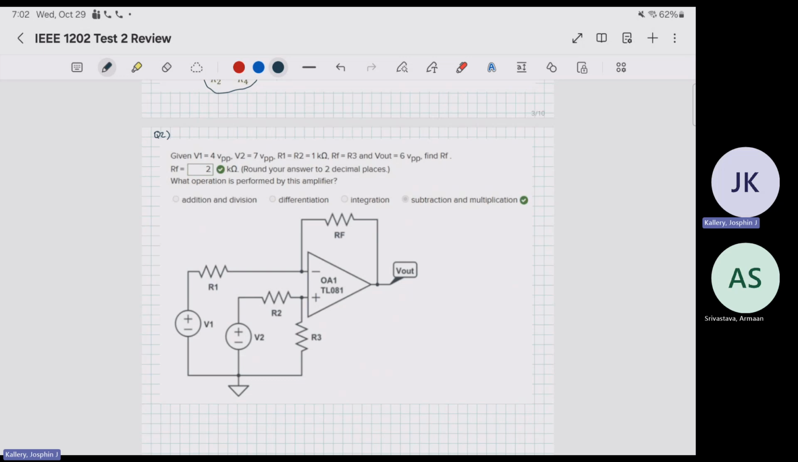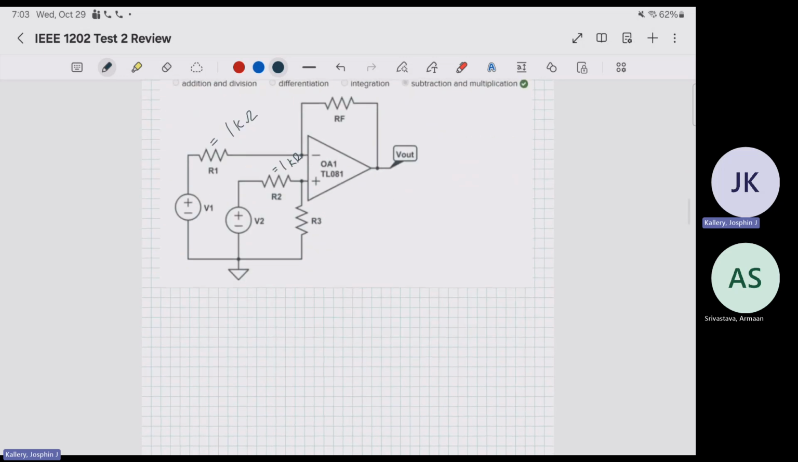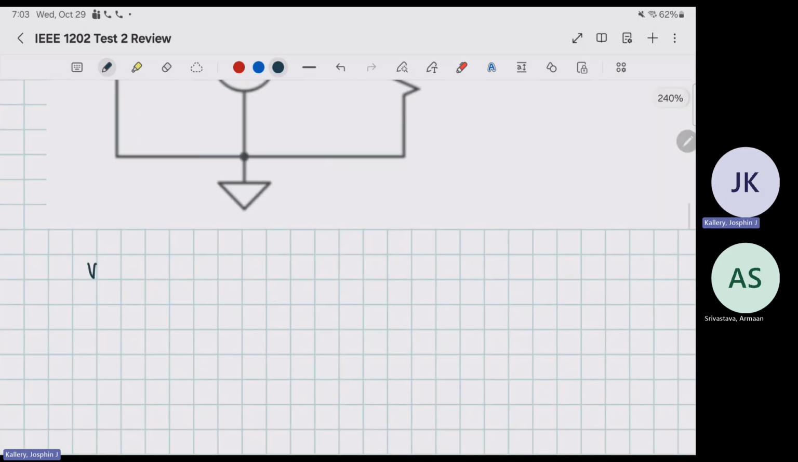This is just an example of the difference amplifier, just to see how it works. Like I was saying, they obviously labeled it differently, so don't just go with R2, R1, don't do that. But just to write it down again, this is 1 kilo ohms. That's 1 kilo ohms. R3 is equal to RF. So we need to find what RF is. Using the formula, that will be equal to RF divided by R1 times V2 minus V1.